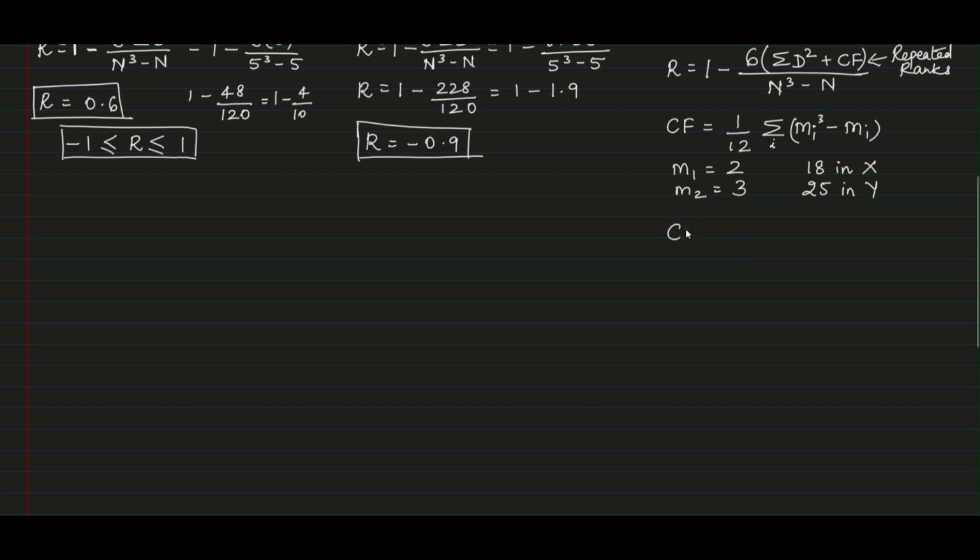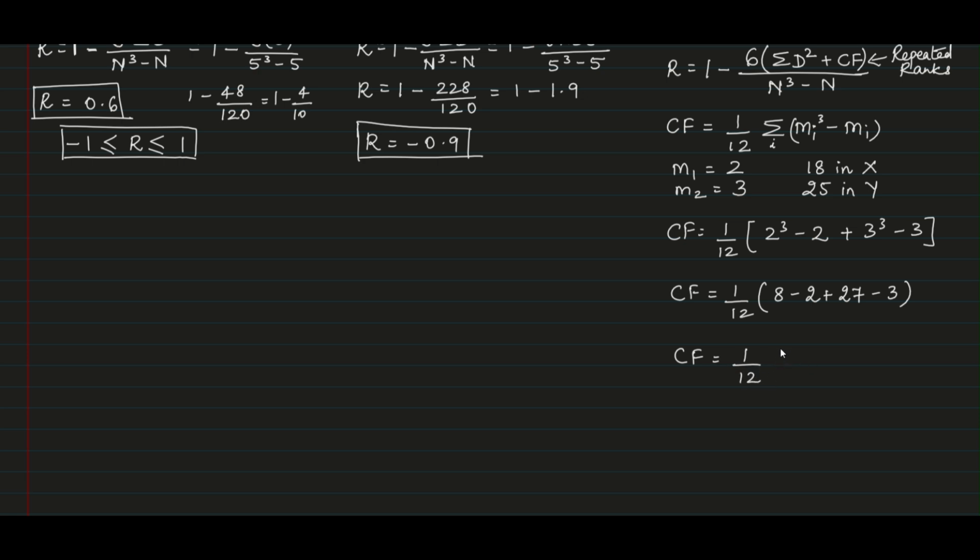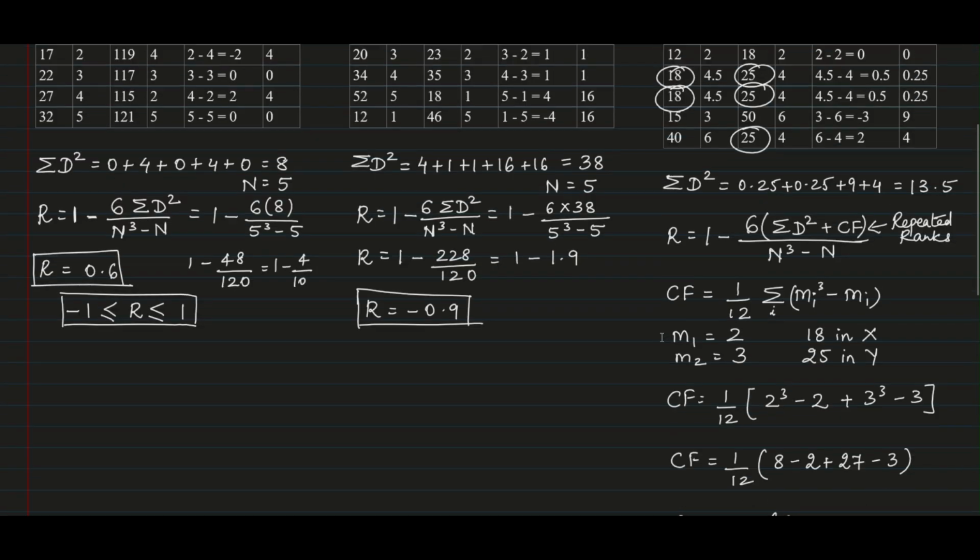So now let's calculate CF. CF is equal to 1 upon 12 times 2 cube minus 2 plus 3 cube minus 3. 1 upon 12 times 8 minus 2 plus 27 minus 3, 6 plus 24, which is 30 by 12, or simply 2.5. So CF is calculated as 2.5.